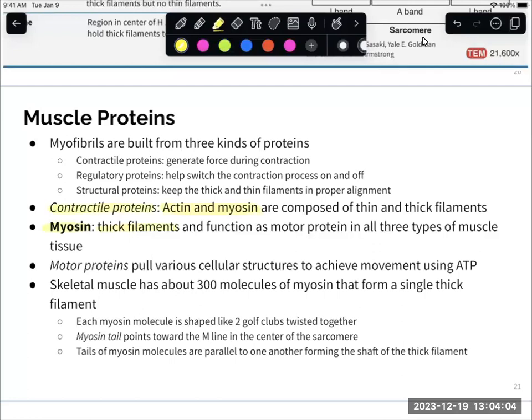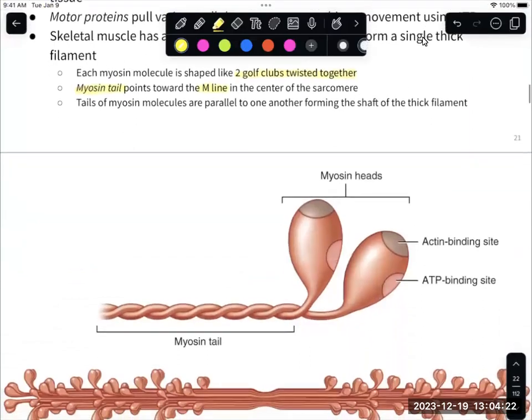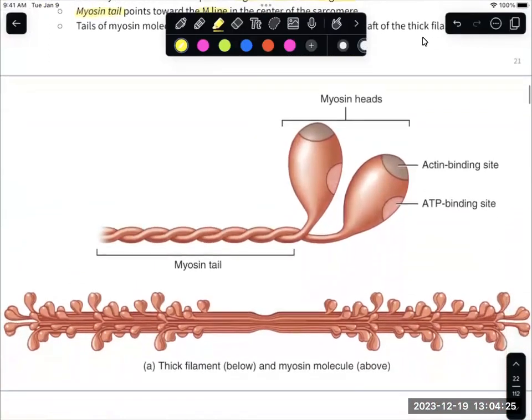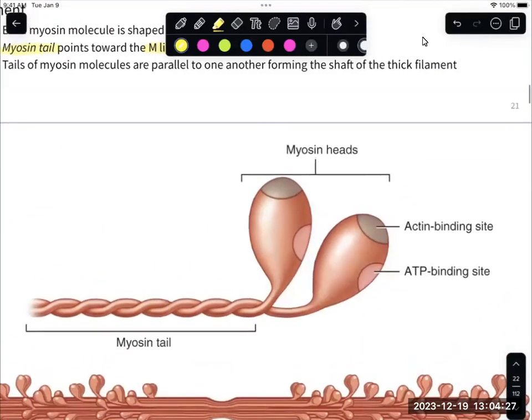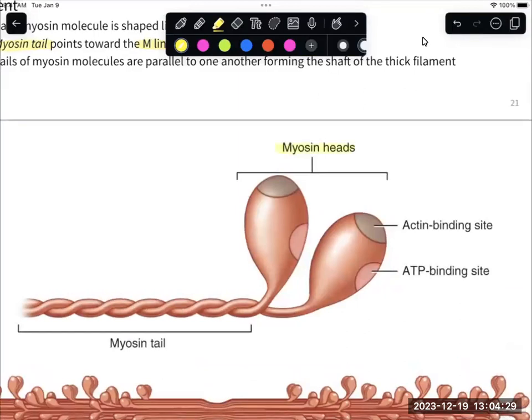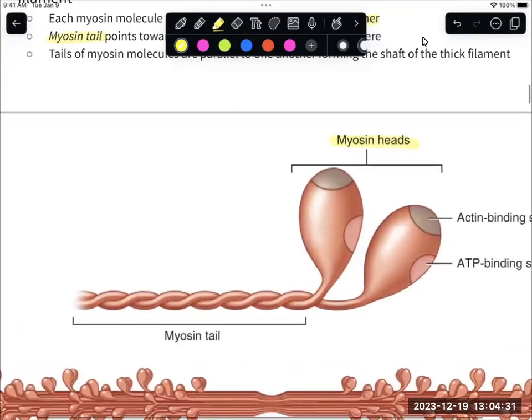So if we look at myosin, myosin is kind of described as two golf clubs twisted together. We have a tail on that myosin that points towards that middle or M line. So let's look at this. Here are these myosin heads. There's usually two golf clubs tied together on that tail, this tail here. That is how we describe myosin.